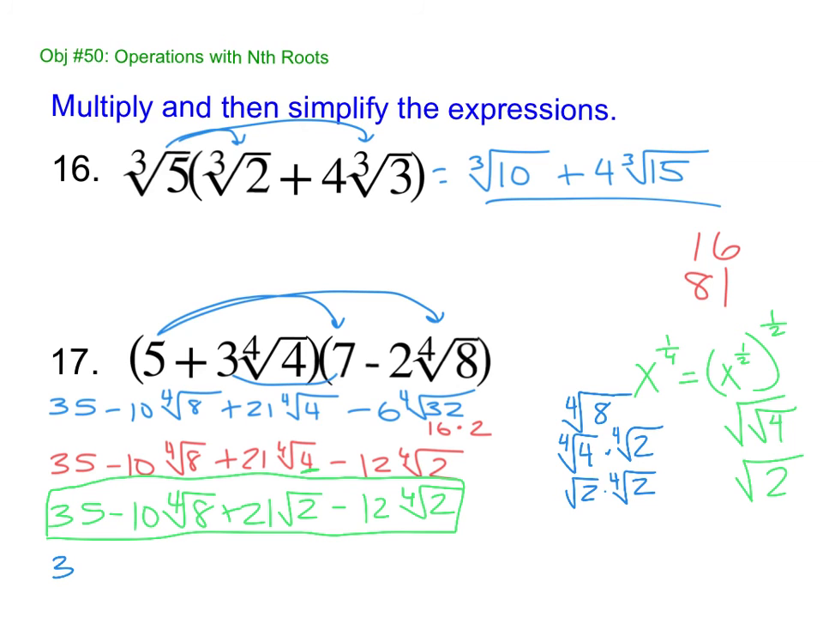So what we're supposed to have is this: 10 root 2, fourth root of 2, plus 21 root 2, minus 12, the fourth root of 2. So this is technically the answer. I think that's weird looking. I prefer the green one as the answer. So I would accept either one of those.